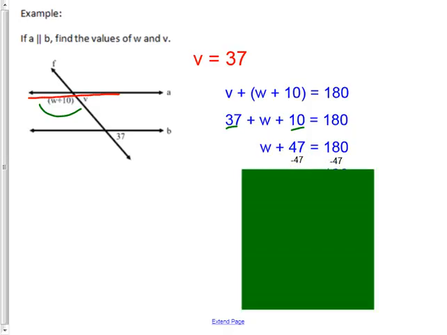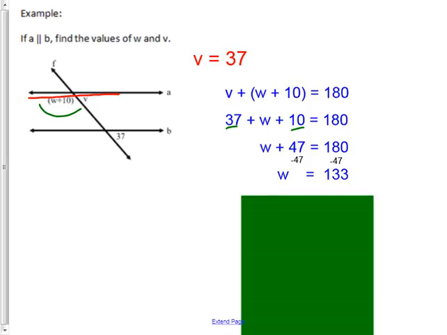That's our subtraction property. We can subtract the same amount from both sides. So we'd have W equals 133. So we've solved for W and we've solved for V.